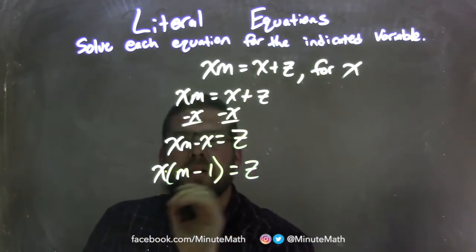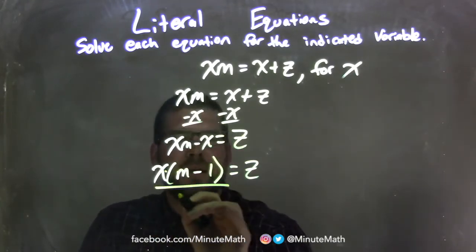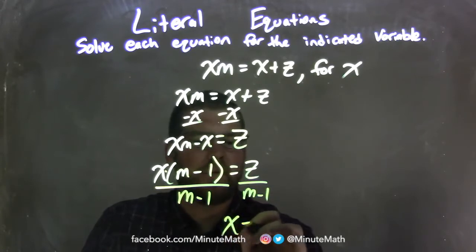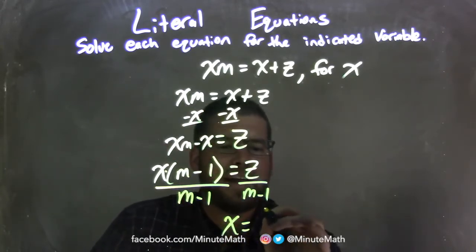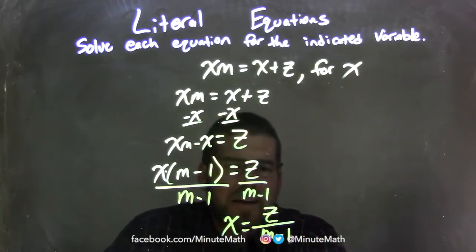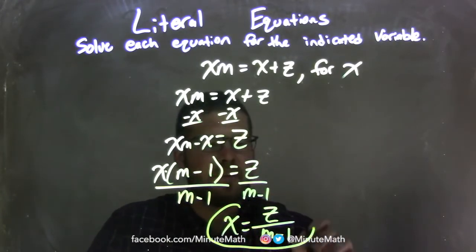What that allows me to do here is there's multiplication going on. Opposite of multiplication is division. So if I divide by m minus 1 on both sides, that's going to leave me with x by itself here on the left, and z over m minus 1 on the right. And now x is all by itself, it's isolated, and so I have my final answer.